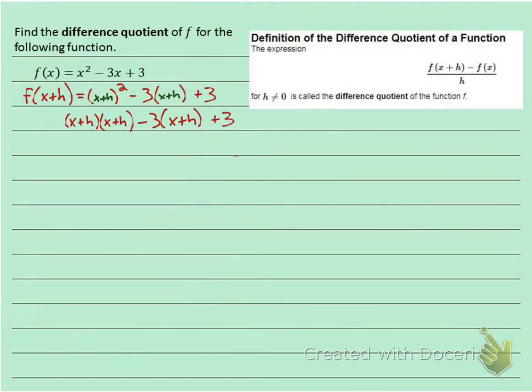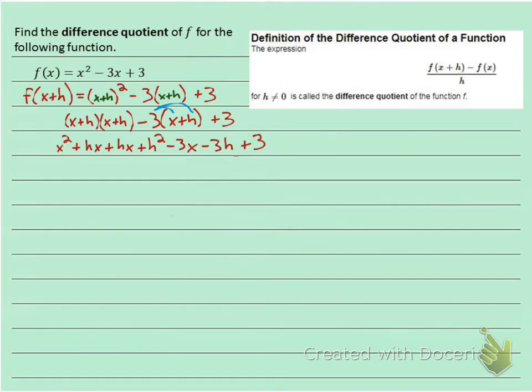So the first two is right here, x squared. The outer two is xh, or I'll write hx. The inner two is hx, and the last two is h squared. And let me distribute this. I have minus 3 times x is minus 3x. Minus 3 times h is minus 3h. And then drop down the plus 3.